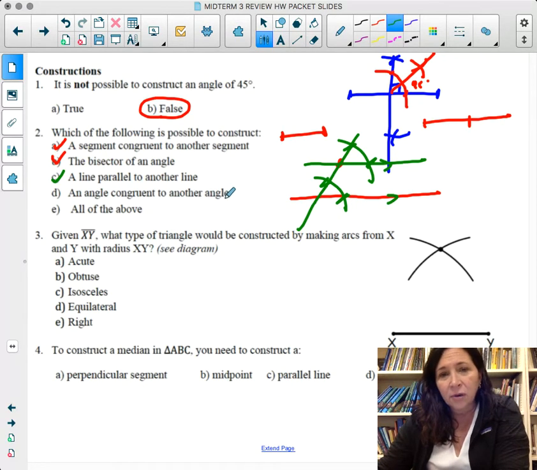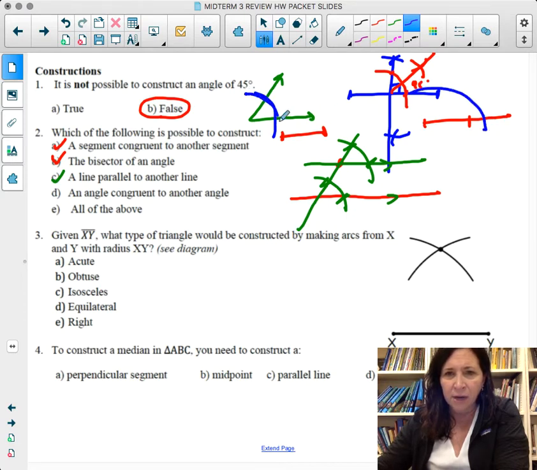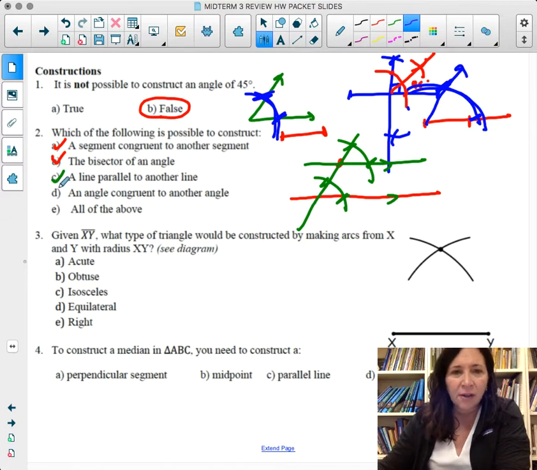And an angle congruent to another angle: if you're given an angle and you have to construct an angle congruent to that, you would measure this arc here. Let's say I'm going to do it on this line here. You would create that same arc over here, measure this arc here, measure the arc there, and then connect this with this, and therefore you would have a congruent angle. So that's also checked. So this would be all of the above.